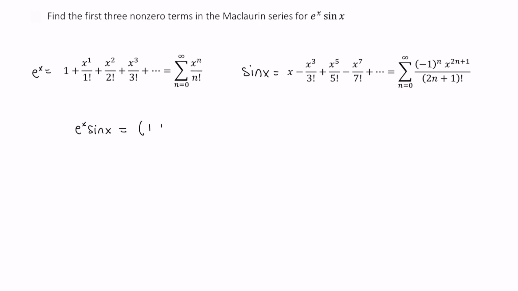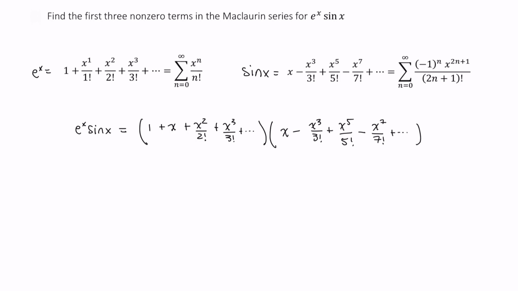So 1 plus x squared over 2 factorial plus x cubed over 3 factorial times x minus x cubed over 3 factorial plus x to the 5th over 5 factorial minus x to the 7th over 7 factorial. Okay, so now let's go ahead and multiply. So I'm going to shade this in pink just so we can see what I've multiplied.